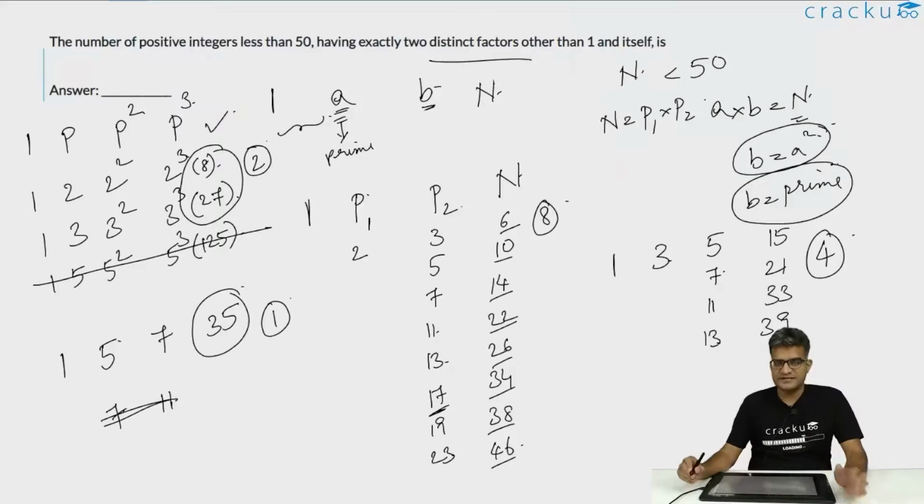This is if n is of the form p cube. So we have the 4 factors as 1, p, p square and p cube. We have 2 such cases.